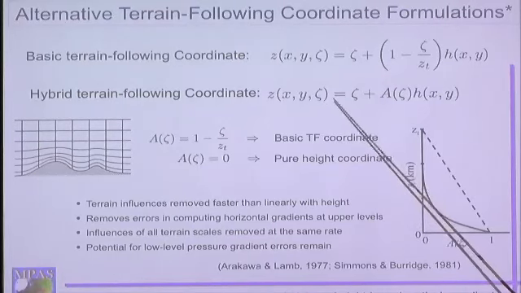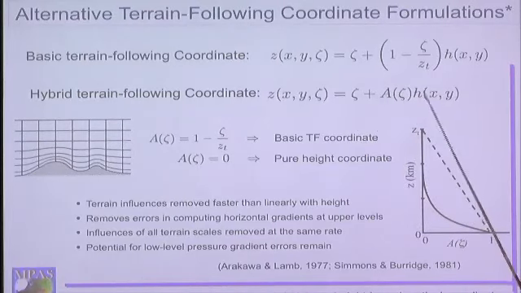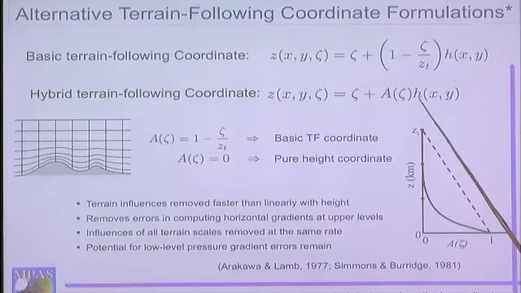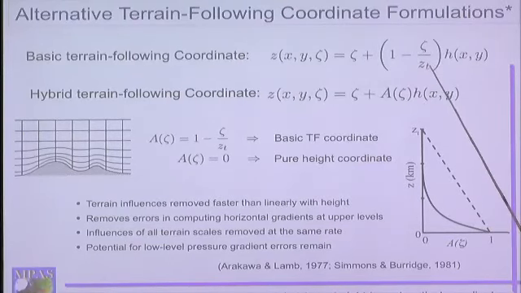Okay. A modification of that that goes back to Arakawa and Lamb and Simmons and Burridge is to simply put a profile in front of this terrain height that, instead of decreasing linearly with height, can decrease more rapidly than linearly. And there's a lot of arbitrariness to some extent in how rapidly you choose to remove that terrain influence.